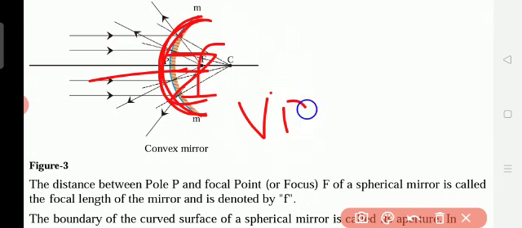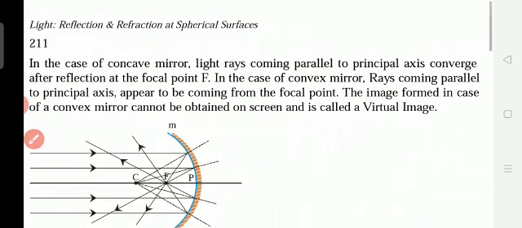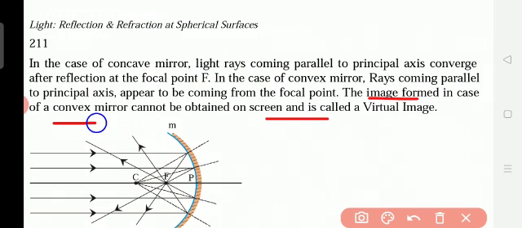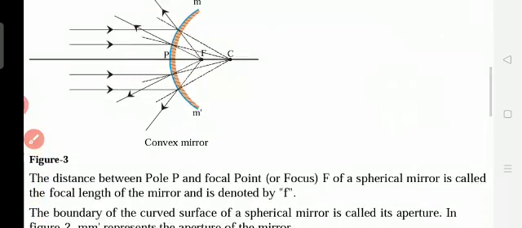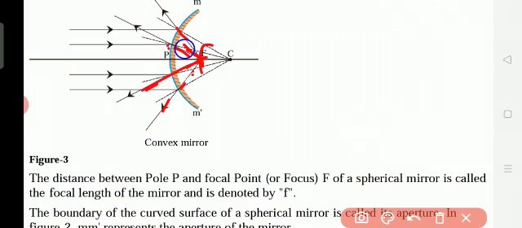But when we see the convex mirror, the lines will show outside. In a convex mirror the image is forming inside the mirror, so it is called a virtual image. If the image forms behind the mirror, it is called a virtual image. The image formed in case of a convex mirror cannot be obtained on a screen. It will not be obtained on a screen but behind the mirror. It is called a virtual image.